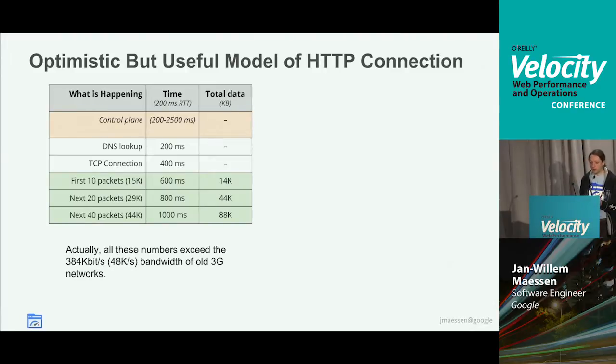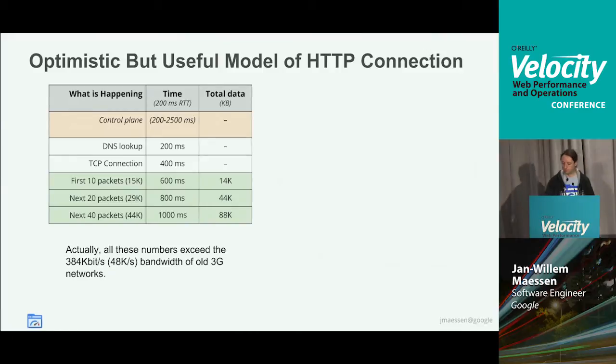So after 600 milliseconds, more than half a second has already gone by, we have 14K of data. And the 14K of data we have is the 14K at the top of our HTML page, right? We don't have any external resources or anything yet. The next 20 packets after 800 milliseconds, 44K. The next 40 packets after a second. Now, this is actually wrong. These numbers exceed the bandwidth of older 3G networks. So if we're on an old 3G network, we actually won't even get this kind of throughput.